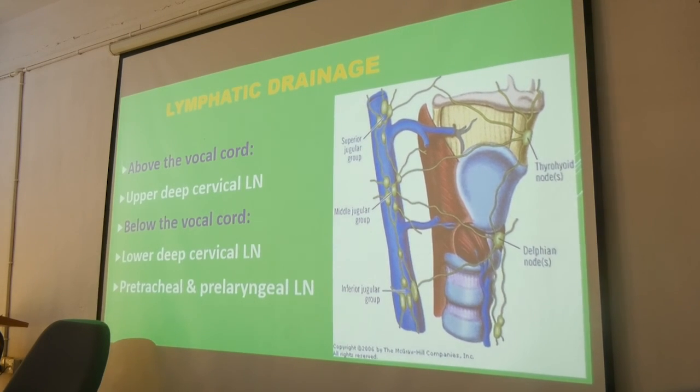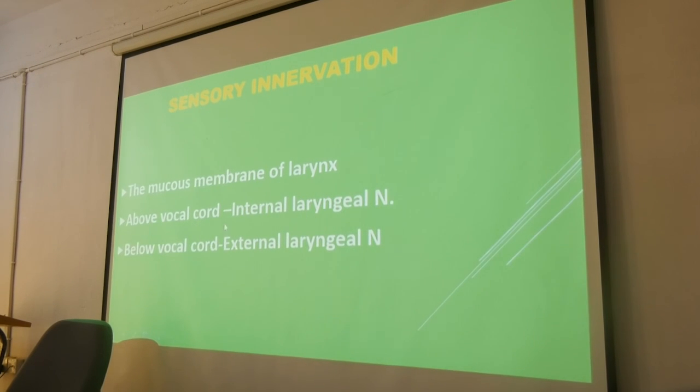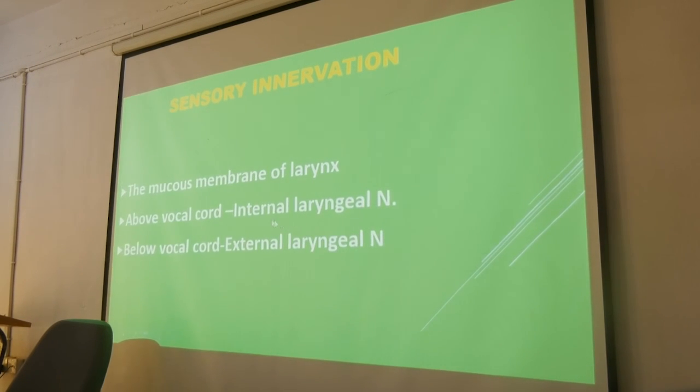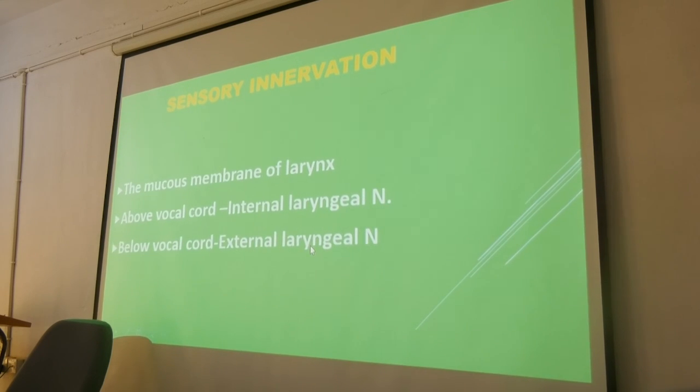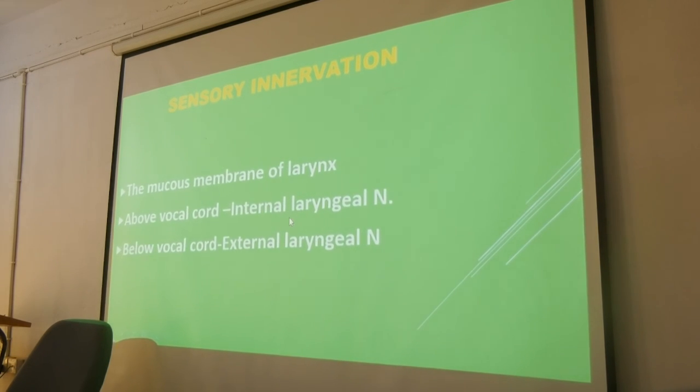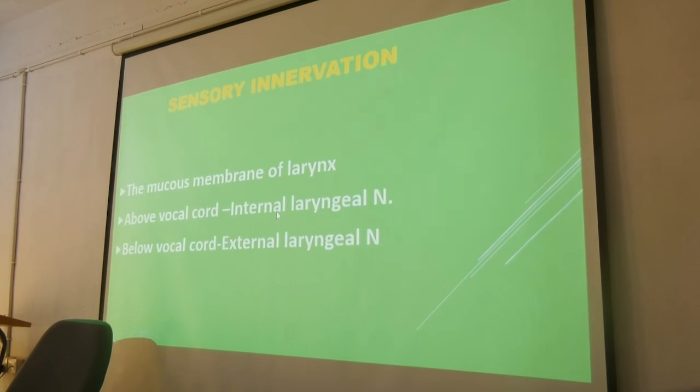Glottic cancer. So the mucous membrane of the larynx above the vocal cord is supplied by the internal laryngeal nerve, and below the vocal cord by the external laryngeal nerve. So this is the demarcation. Vocal cord is the demarcation. Above is internal laryngeal, below is external laryngeal.